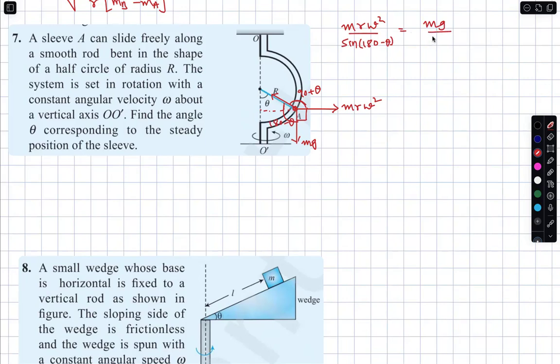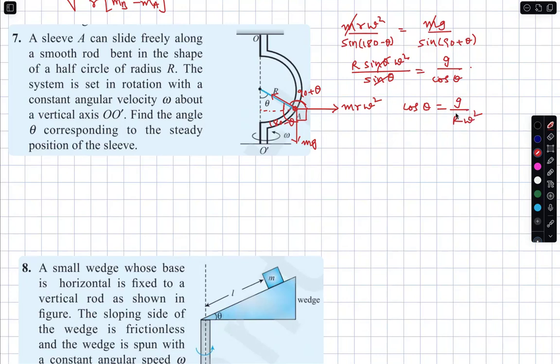sin 180 minus theta equals mg by sin 90 plus theta. m cancels. R is given as the radius, we have to find it ourselves: r sin theta. So r sin theta omega square by sin theta. Don't ask me why. Sin 180 minus theta is sin theta. This is g by cos theta.